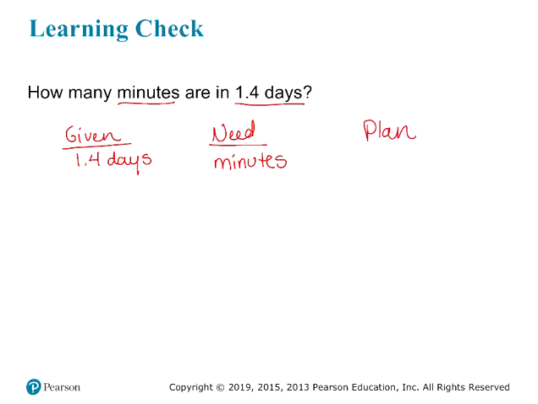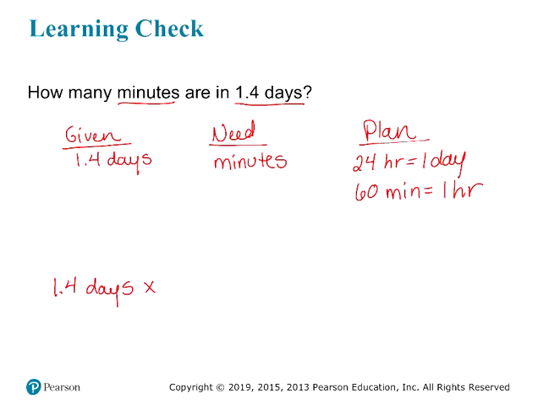Okay, so our plan. Well, I know that there are 24 hours for every day. And then I also know that there are 60 minutes for every hour. Okay, so those are my 2 conversion factors that I need to use. So I'm going to start setting up my problem. And I have 2 conversion factors, so I'll just set up those conversions there.